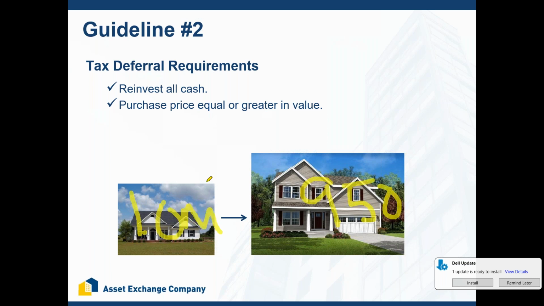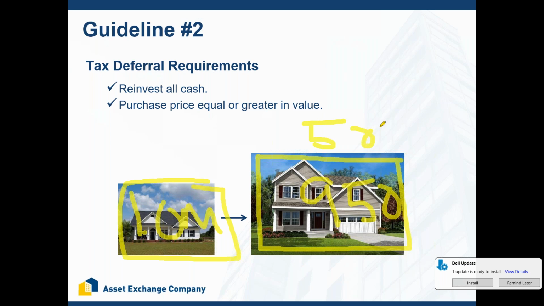All right, so I sold for a net sales price of $1 million, but my purchase price is only $950,000. Does that disqualify the entire transaction? Absolutely not. You're just going to pay taxes on the $50,000 difference. That, ladies and gentlemen, is what we call boot. You're going to take some boot and you're going to pay taxes on that boot. But just that $50,000 is taxed.